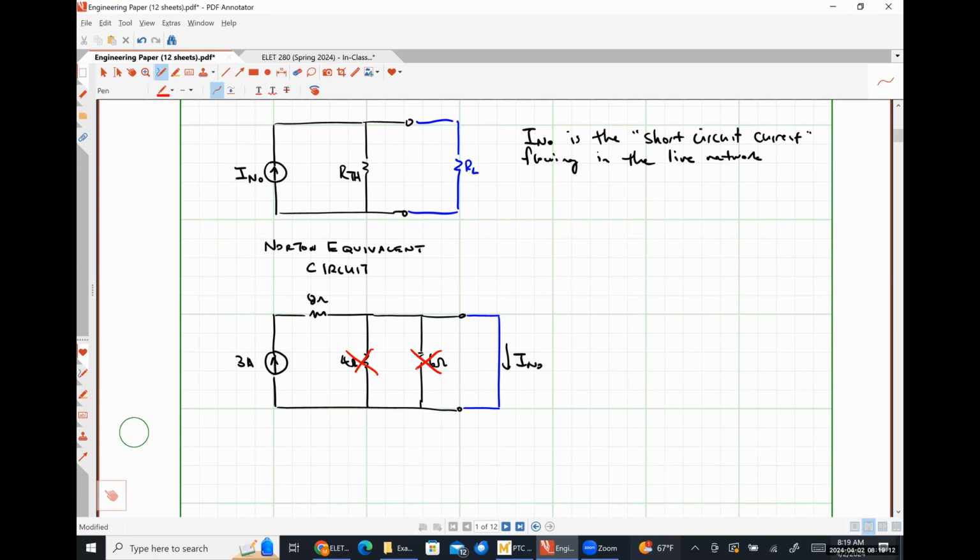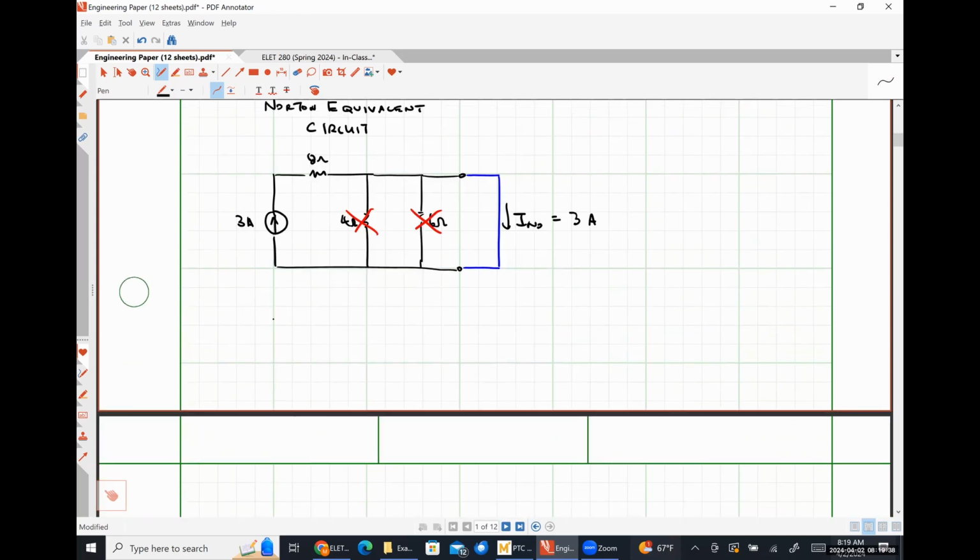So we know that the 3 amps of current will flow through the 8 ohm resistor. It can't not flow through the 8 ohm resistor. They're connected in series. It sees the 4 ohm resistor, says no thank you. Sees the 6 ohm resistor, says nope. So all of that 3 amps has to flow through the short circuit. So our Norton current is just 3 amps. Now, all of these 3 quantities are related to each other. Our Thevenin voltage is simply equal to our Norton current times our Thevenin resistance.